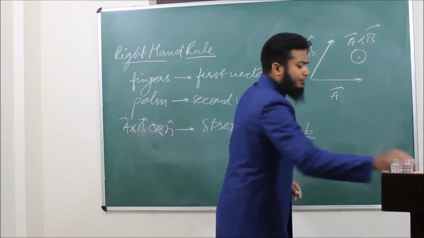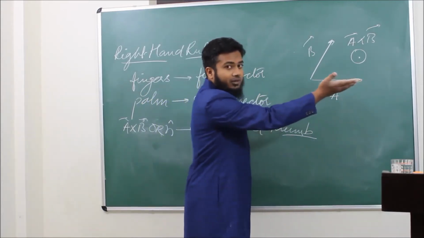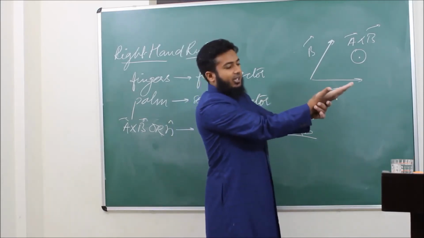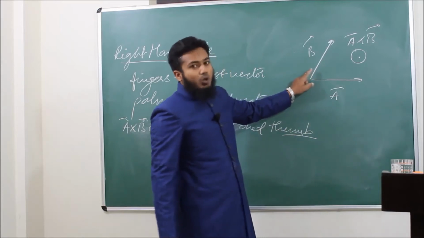Now you can do it the other way also. Keep the fingers of your right hand in the direction of A and curl your fingers towards B, through the smaller angle.